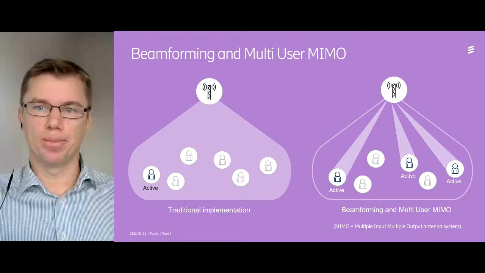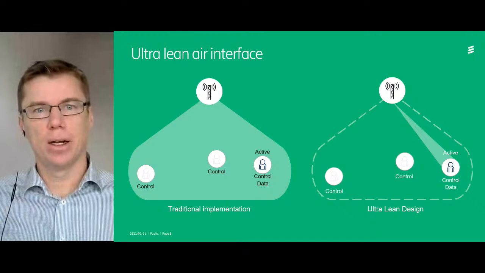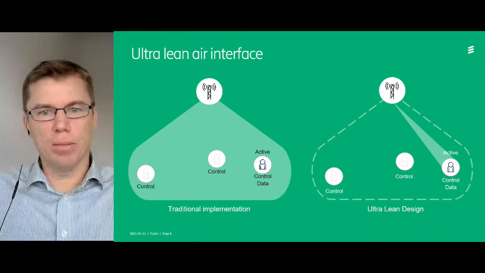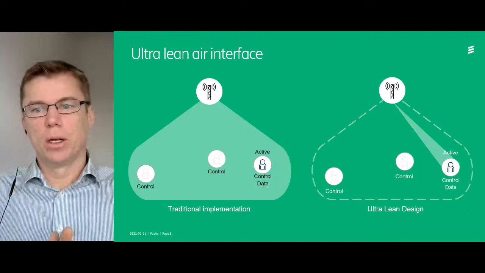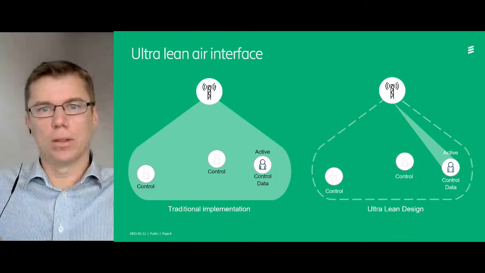The other one I want to mention is that with 5G, 3GPP has developed a so-called ultra-lean air interface. And in a sense, it's tied to what we just talked about. So instead of having control channels reaching everyone all the time, which is the traditional implementation in the cellular system, lots of the control signaling and pilot channels that you would need are transmitted per user and only then to the active users.